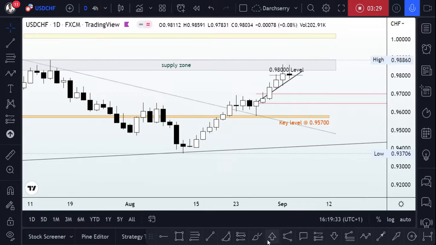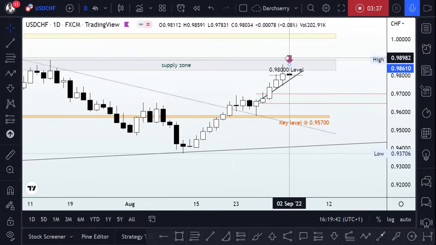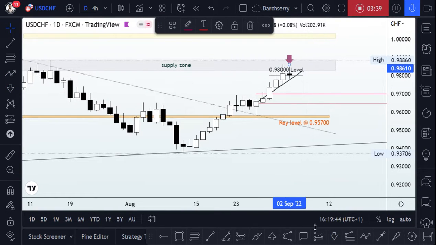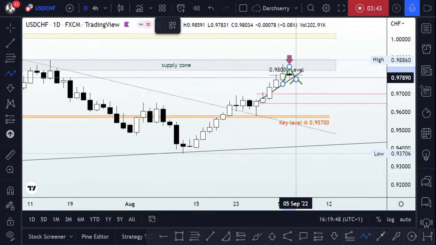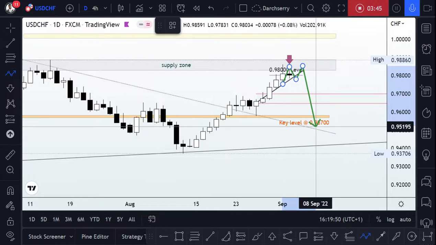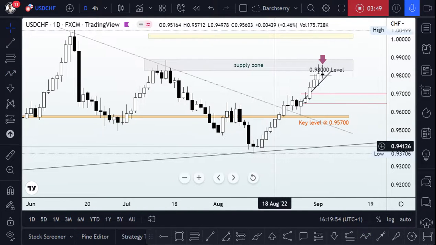And the second scenario is this: is price going to respect the zone? That is, we can see how the zone has been a selling niche for participants in this market in the past. Is price going to respect the zone? After which we look out for a reversal pattern to join the decline to the downside. And that is the second scenario we're looking forward to.